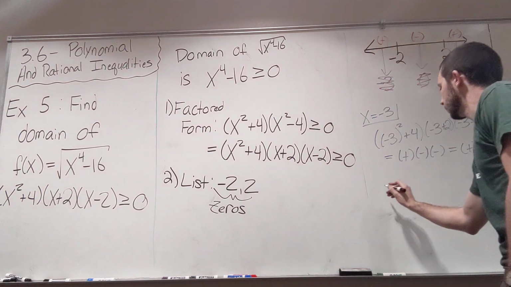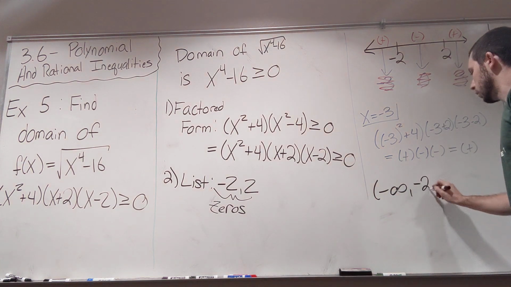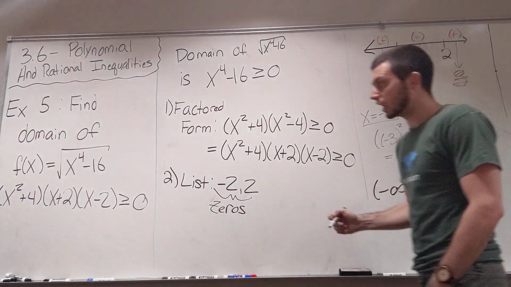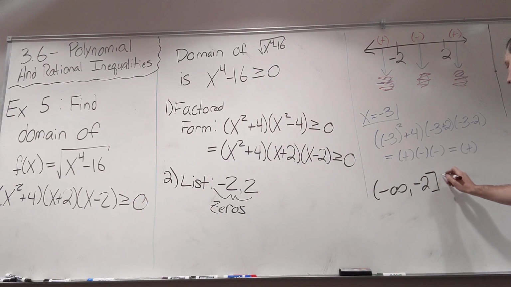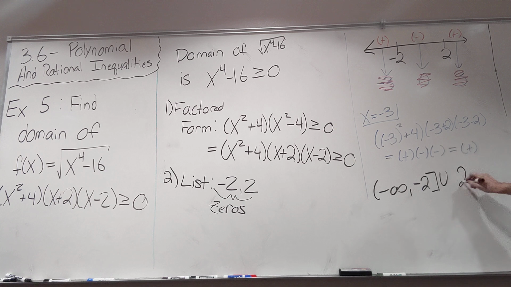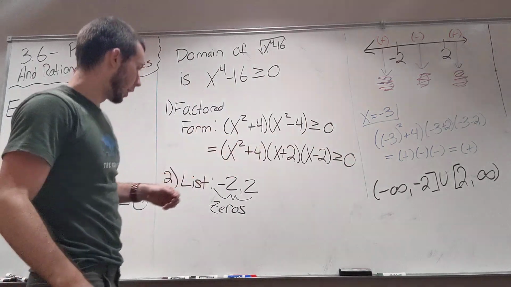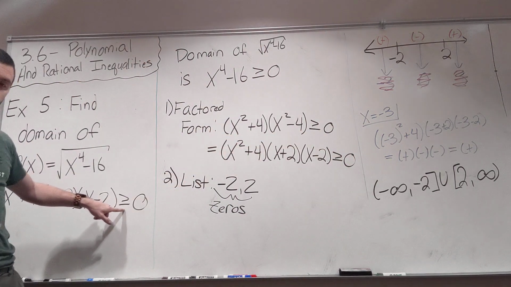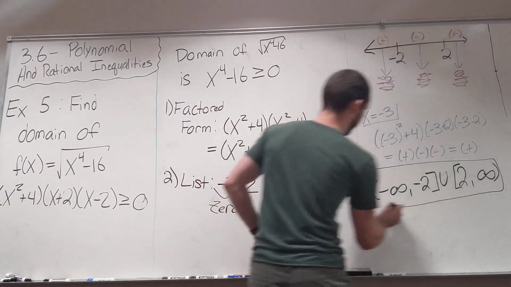It's from negative infinity, and it goes all the way to -2. And since -2 is a zero, and we have an equal to part, we put a bracket here. But we have to use a union because there's another part that's positive. It starts at 2, and it ends at positive infinity. And again, the 2 gets a bracket because it is a zero, and the inequality inherently starts off with an equal to component. And this would conclude our answer with this domain problem.